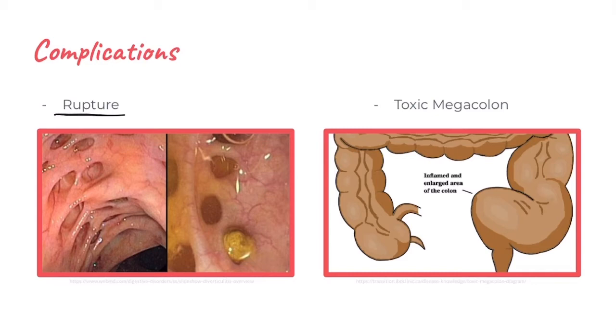And with these repeated ulcerations, there is formation of holes within the bowel, which causes the intestinal fluid to leak into the abdominal cavity, leading to peritonitis. This is severe, as this might cause sepsis and shock.